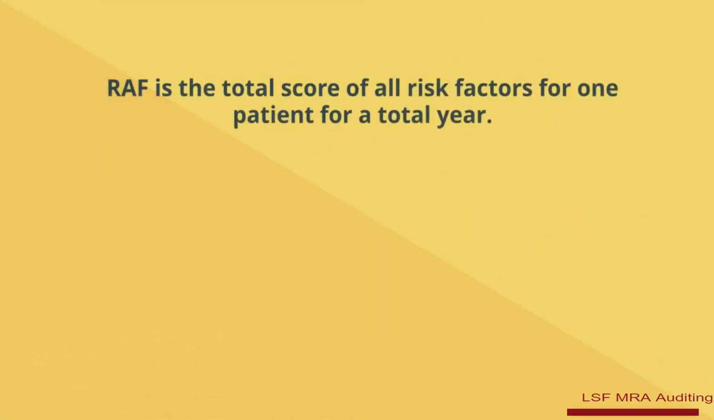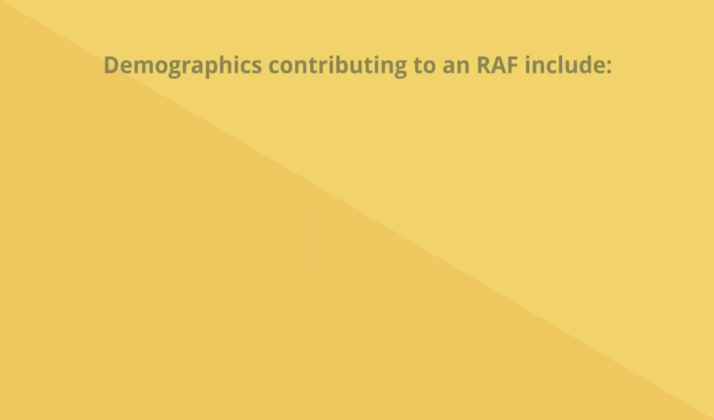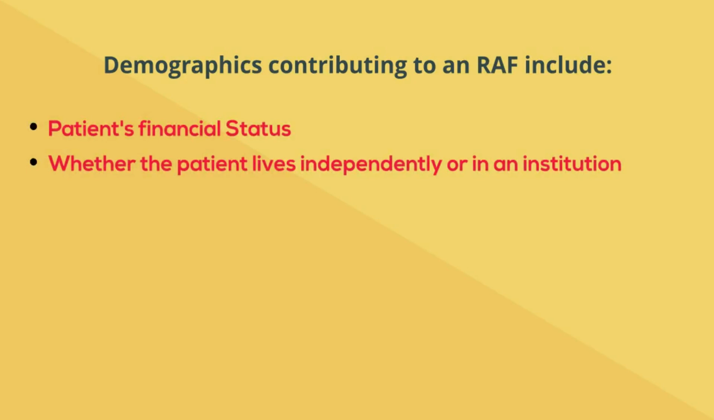RAF is the total score of all risk factors for one patient for a total year. Risk factors are additive, meaning the risk scores for each chronic disease are tallied to determine the patient's raw RAF score. Demographics contributing to an RAF include the patient's financial status, whether the patient lives independently or in an institution, the patient's age, and sex. Other contributing factors are the patient's Social Security disability status and Medicaid status, and whether the patient's disease is acute or chronic.